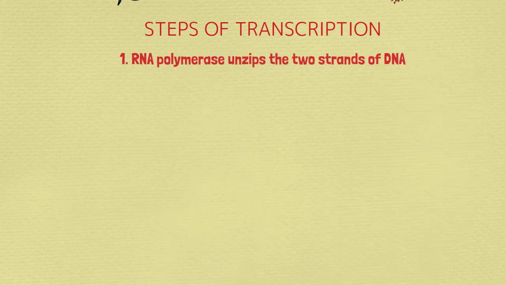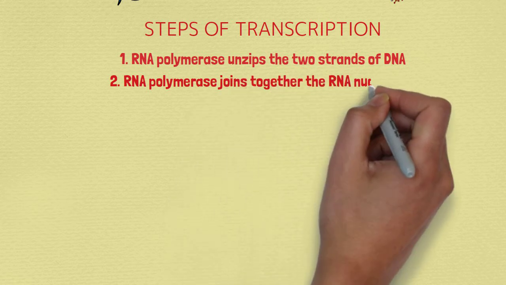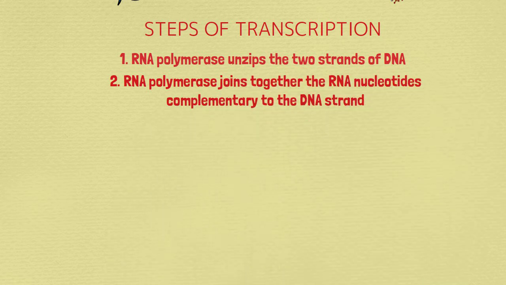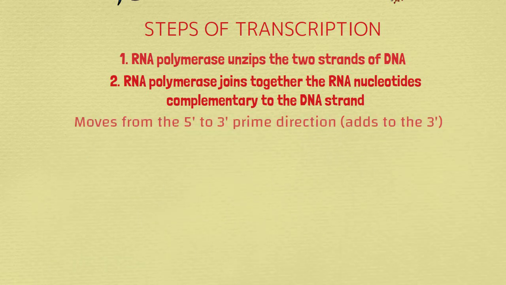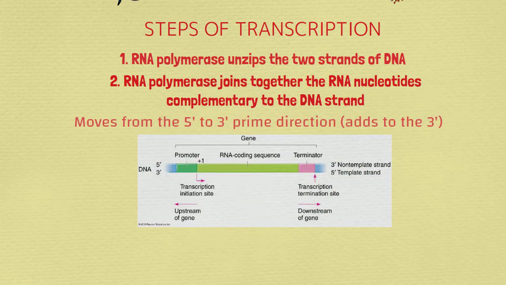First, the enzyme involved with this process is called RNA polymerase. RNA polymerase unzips the two strands of DNA. Next, RNA polymerase joins together the RNA nucleotides complementary to the DNA strand. What these two steps mean is that after RNA polymerase unzips the two strands of DNA, it then adds RNA nucleotides based off the DNA. An important thing to note is that RNA polymerase moves from the 5' to 3' direction, which means it adds to the 3'. Here is the example of the DNA strand.